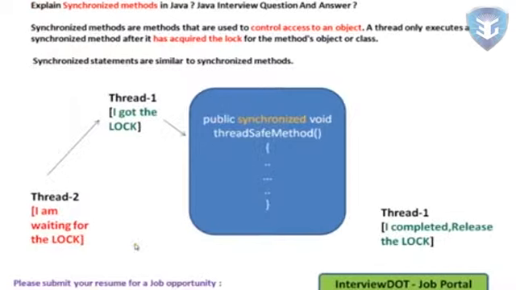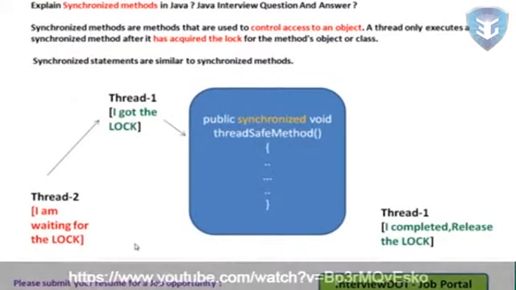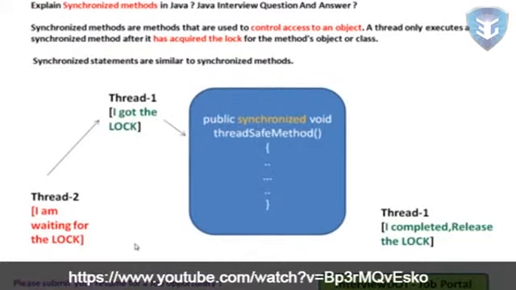In this video, I'm going to talk about synchronized methods. A very important Java interview question: What are synchronized methods in Java? Synchronized methods are methods that are used to control access to an object. A thread only executes a synchronized method after it has acquired the lock for the method's object or class. Synchronized statements are similar to synchronized methods.